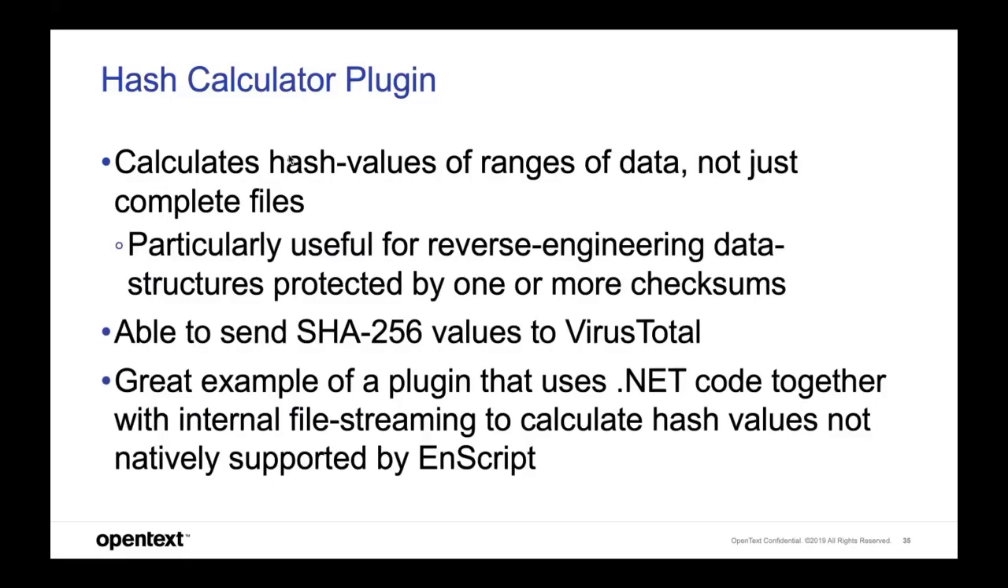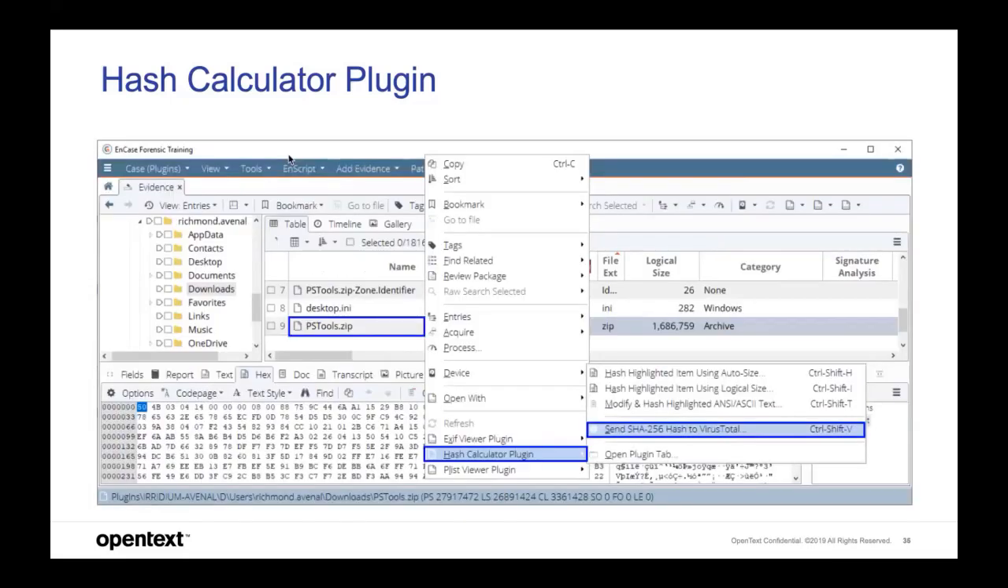Let's have a quick look at how the VirusTotal function works. Here we can see a highlighted file called pstools.zip. Many of you will no doubt recognize this file as a set of utilities created by Sysinternals, which is now part of Microsoft. Despite the fact that these tools were designed to assist system administrators, some of them, most notably psexec, are used for hacking. Let's see what happens when we use the Hash Calculator plugin to send the zip file SHA-256 hash to VirusTotal.